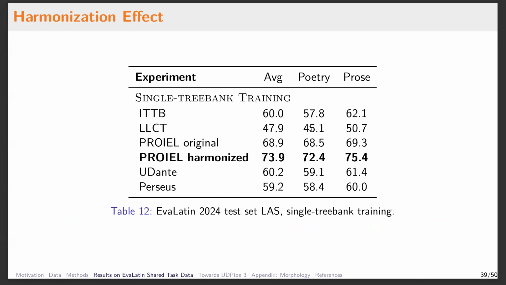A closer look at the harmonization effect. In this case, we are training within the single treebank scenario setting. And you can see once again that harmonized Proiel helps quite a lot. It's around 5% over original Proiel. And in general, you see that the best results are obtained with Proiel. So that's yet another proof.